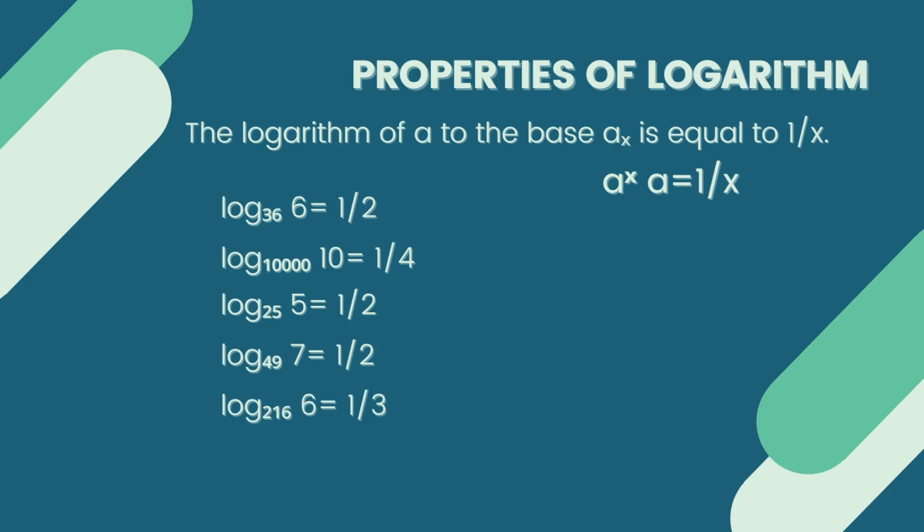Logarithm base 25 of 5 equals 1/2. Logarithm base 49 of 7 equals 1/2. Logarithm base 216 of 6 equals 1/3.